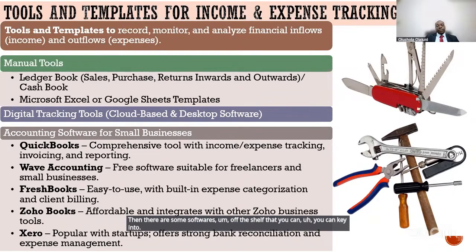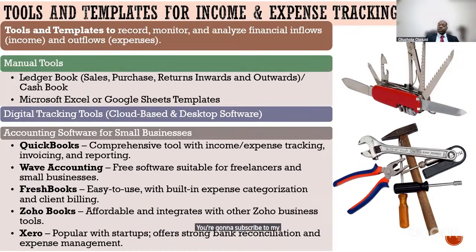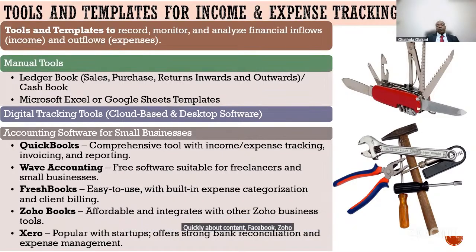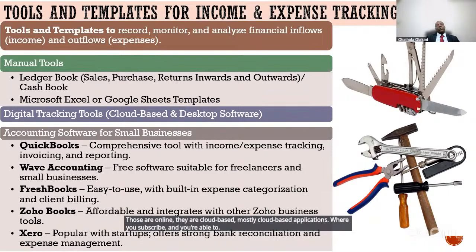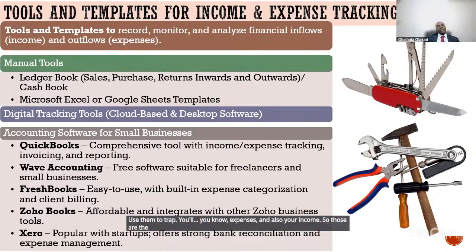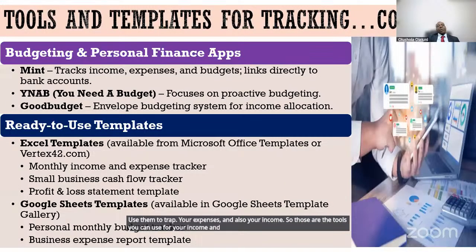You can subscribe. Some of them are subscription based or outright purchase, like these ones I've listed here: QuickBooks, Wave Accounting, FreshBooks, Zoho Books, Xero. Those are online. They are mainly cloud-based applications where you subscribe and you're able to use them to track your expenses and also your income. So those are the tools you can use for your income and expense tracking.